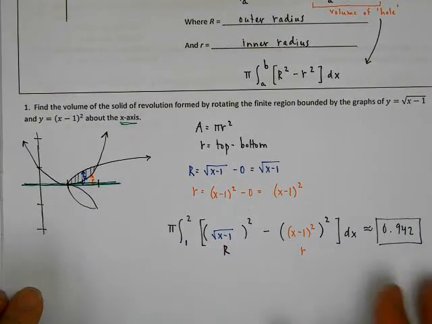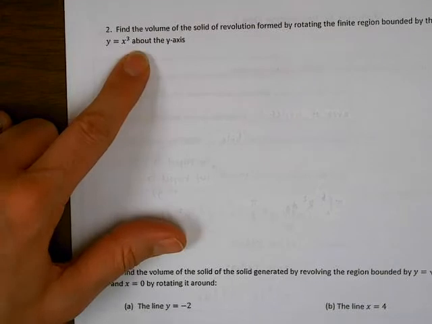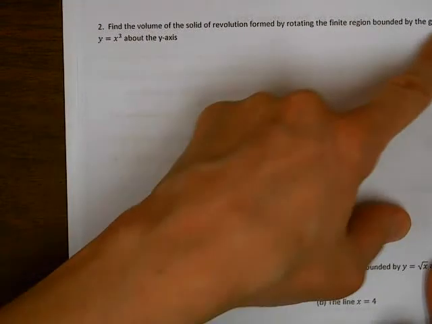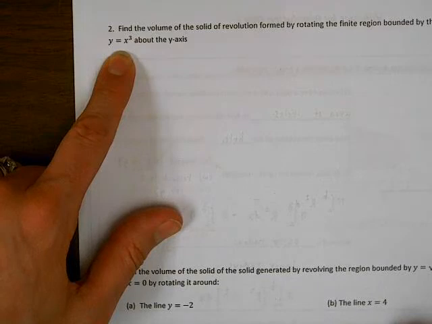All right, let's look at another one. So for number 2, we're going to find the volume of the solid of revolution formed by rotating the region bounded by the graphs of y equals root x and y equals x cubed, this time about the y-axis.